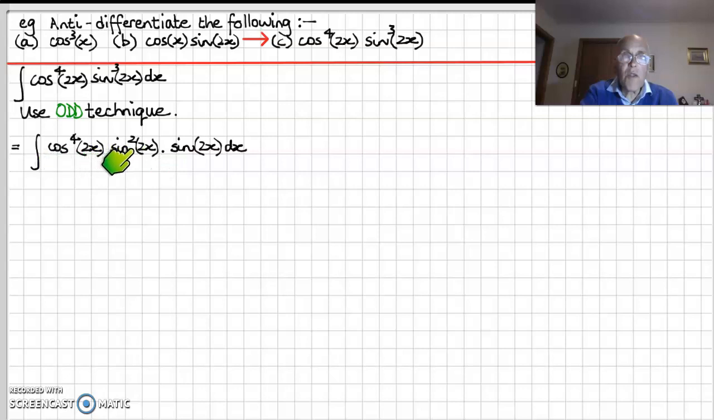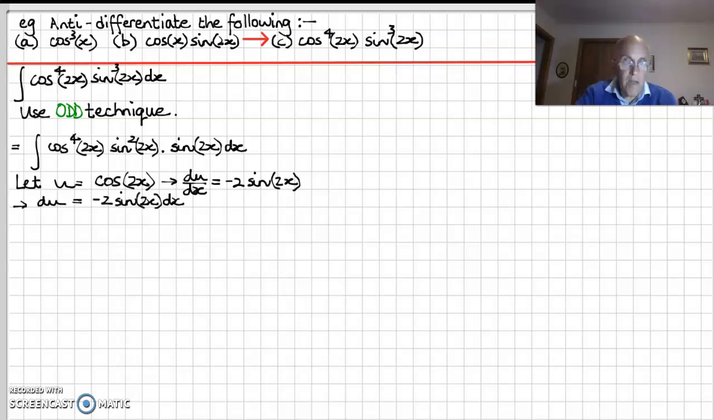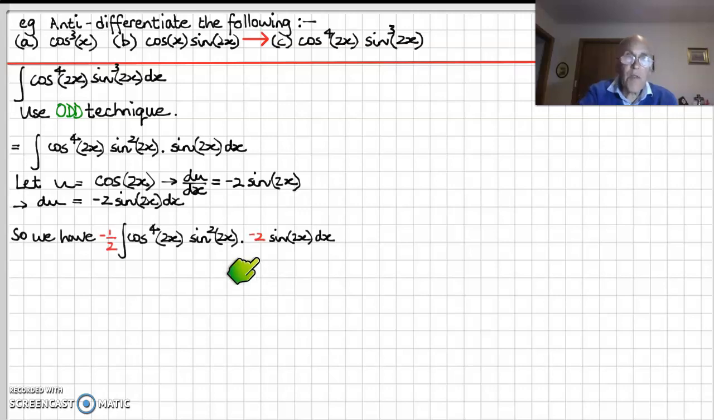So that's going to be u to the fourth. That's going to be 1 minus u squared. So there's 1 minus cos squared 2x. And then that's sort of du, except it needs a minus sign. That's what you do. So easy, easy peasy lemon squeezy. So du/dx is minus 2 sine 2x and du is minus 2 sine 2x dx. And let's just do the old manipulation throughout the nation. We get this here, and we've got that minus half out the front.